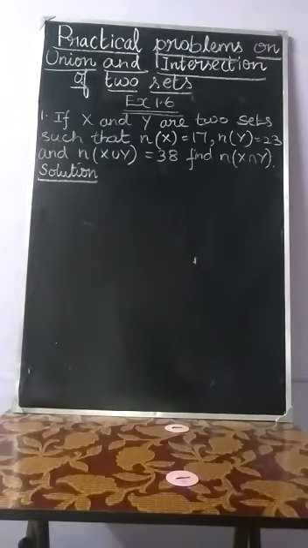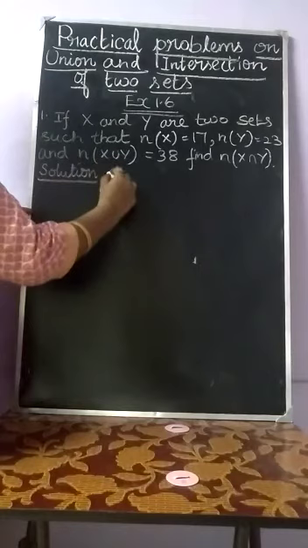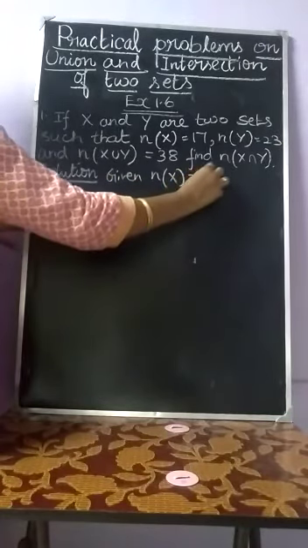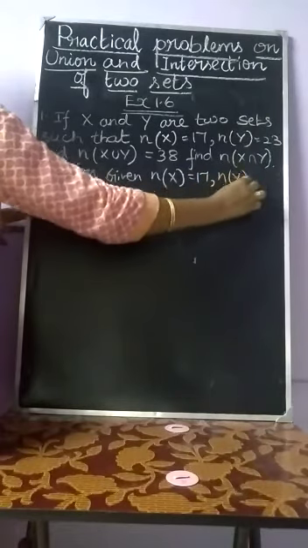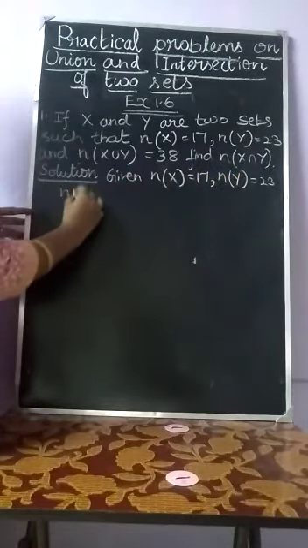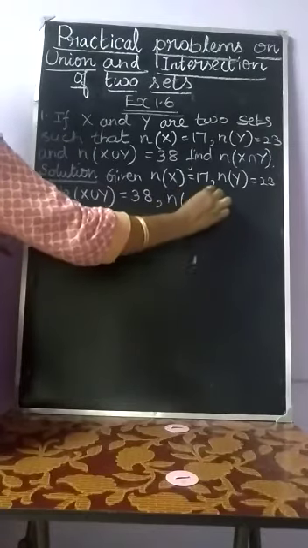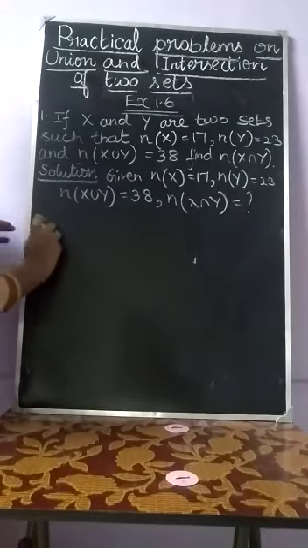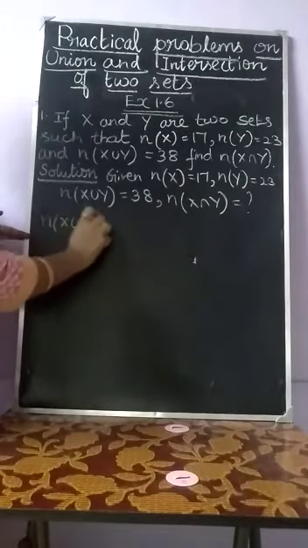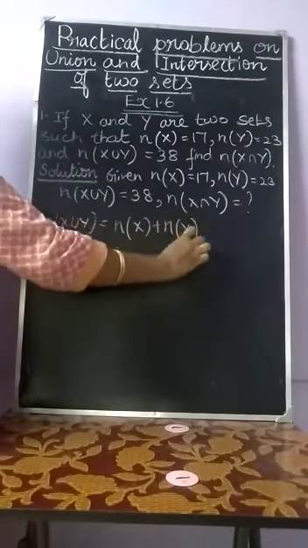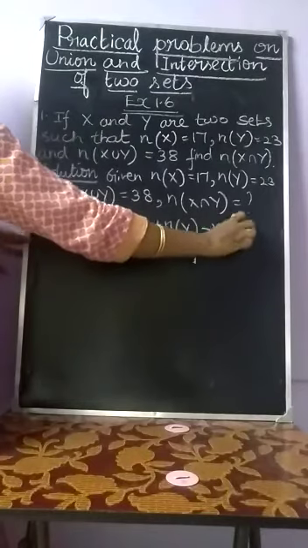Okay. First we have to take the given values. What is given? n of x is equal to 17, n of y is equal to 23, n of x union y is equal to 38. We have to find the value n of x intersection y. Okay. By using the formula, what is the formula? n of x union y is equal to n of x plus n of y minus n of x intersection y.